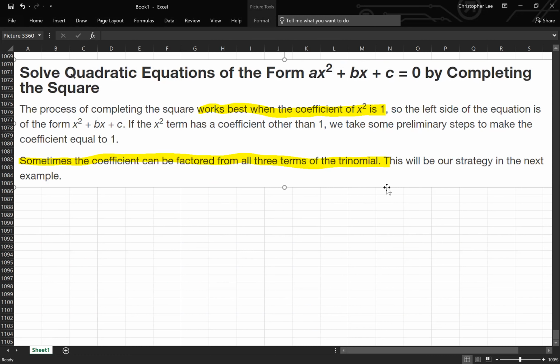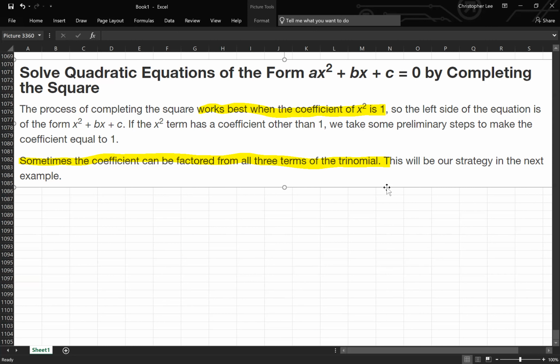All right. So this is solving a quadratic equation of the form ax squared plus bx plus c is equal to 0 by completing the square. The process of completing the square works best when the coefficient of x squared is 1. So the left side of the equation is of the form x squared plus bx plus c.